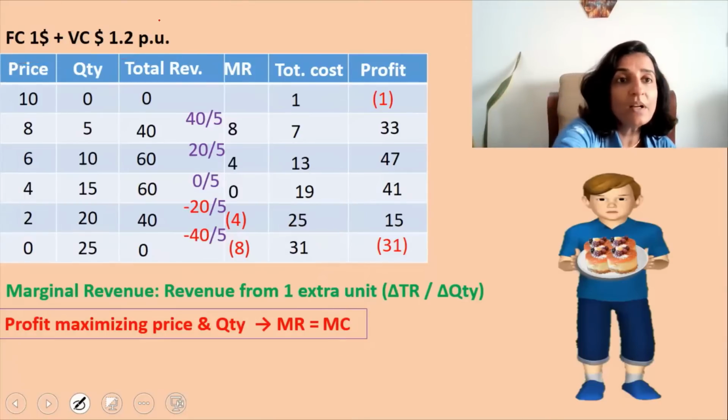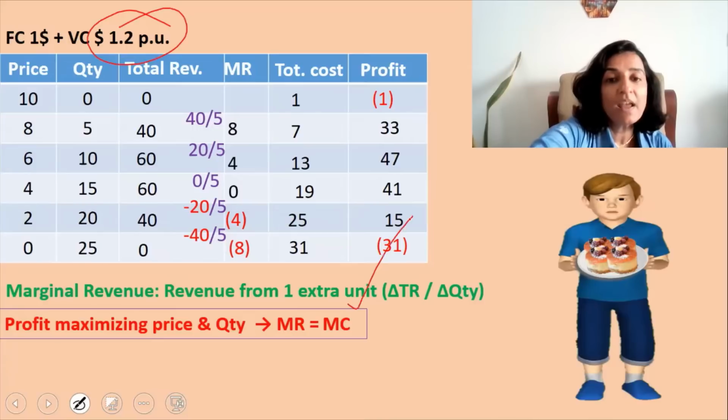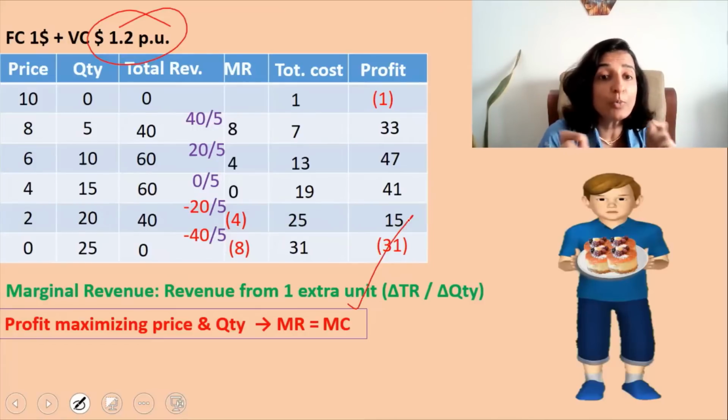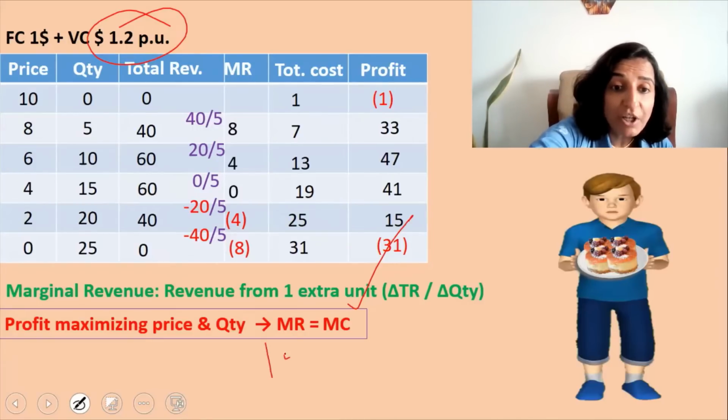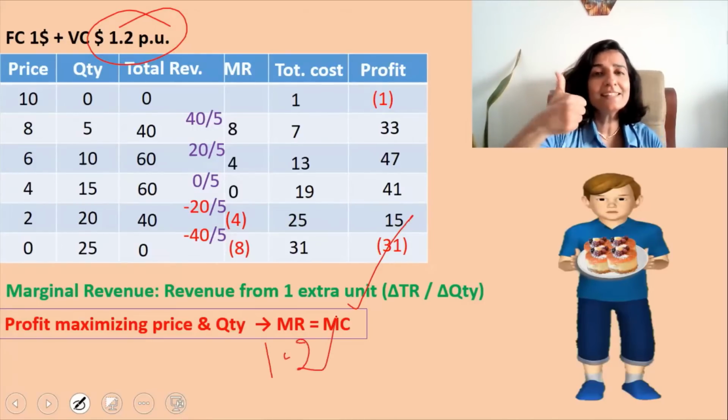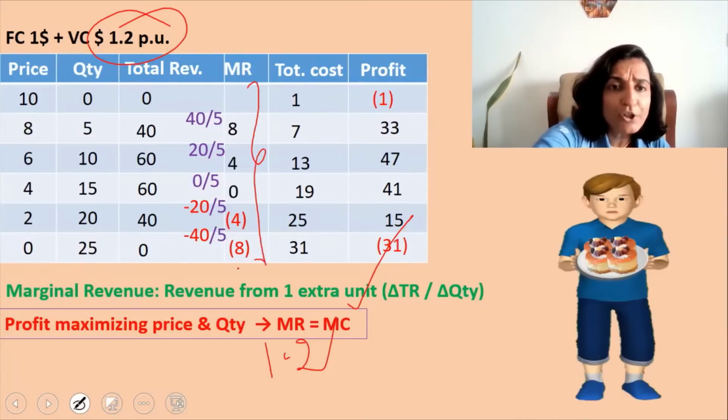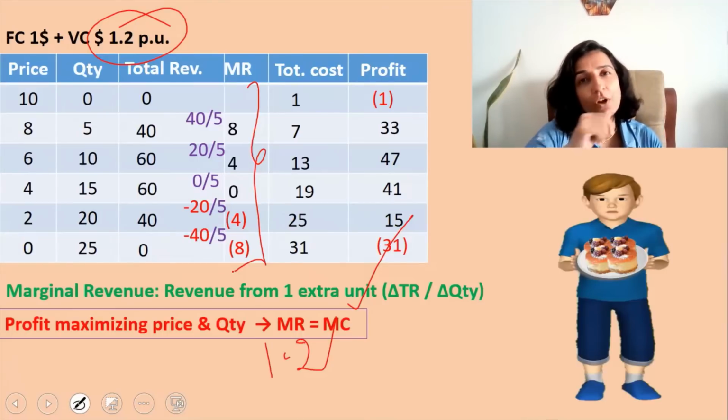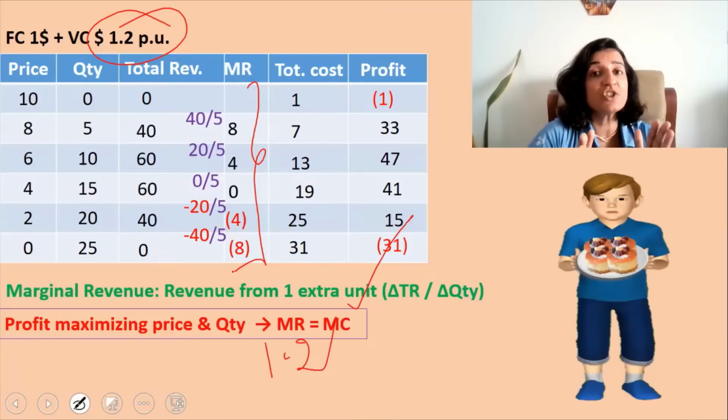So we have the variable cost at 1.2 per unit. And if you can find the price output combination where the marginal revenue is also 1.2, then that's the best price output combination. So do we have 1.2 here? No, we do not have 1.2 here. We do not have a price output combination where the marginal revenue is exactly equal to the marginal cost.